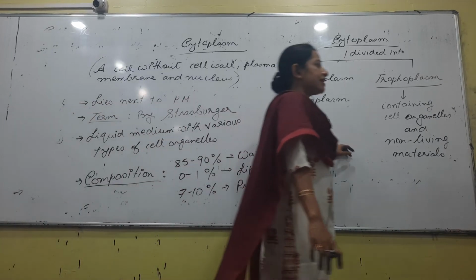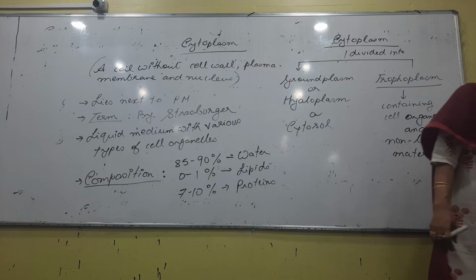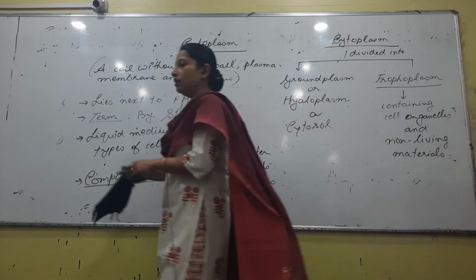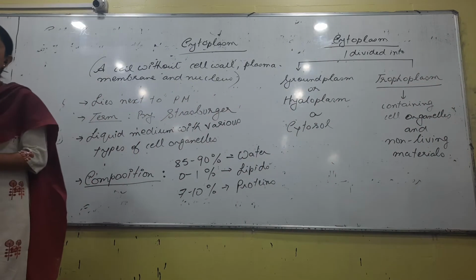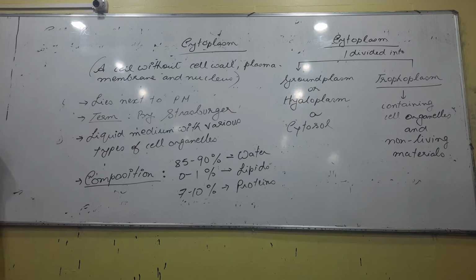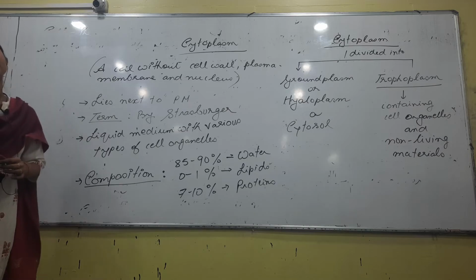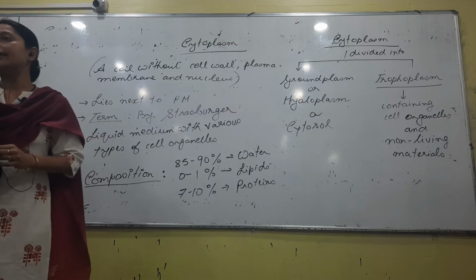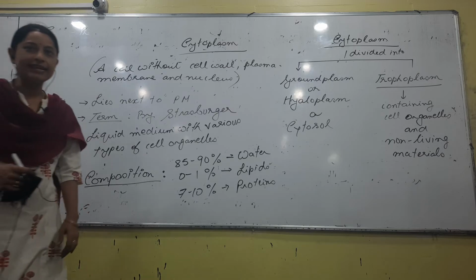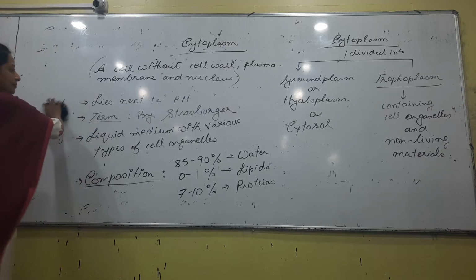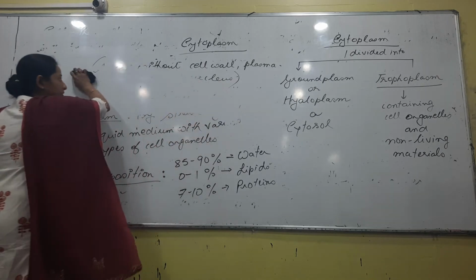Out of these words, cytosol is something that we have already discussed. What is cytosol? How do you define cytosol? Cytoplasm without the cell organelles and cell inclusions is called cytosol. What are cell inclusions? The dead remains are called cell inclusions. So this is all about cytoplasm.